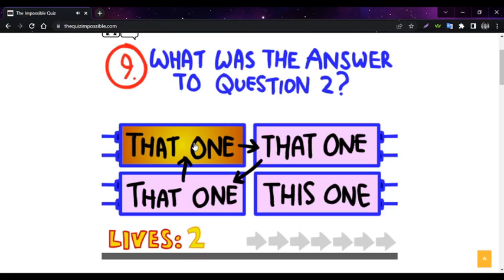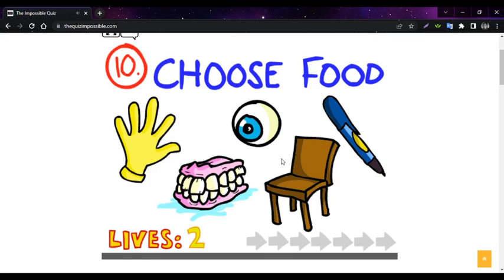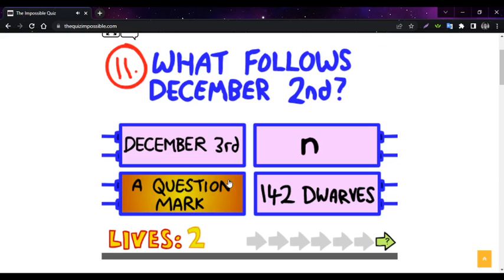What was the answer to question 2? This was the answer to that one. But it's actually that one. But no, it's that one. Because it can't be that one. But that one. Choose food.